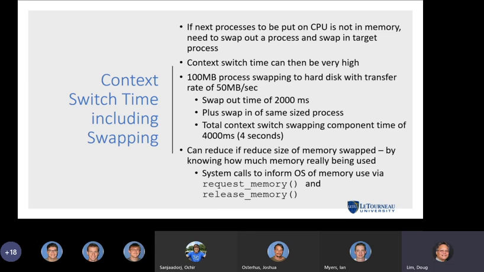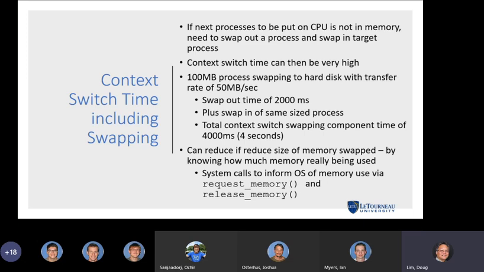So for a 100 megabyte process swapping in and out of the hard disk at a rate of 50 megabytes per second, you can see that the swap out time is 2,000 milliseconds, which is quite large in terms of CPU timing. Total context swapping component time is about 4,000 milliseconds, or 4 seconds. And you can see now we're really starting to pay a penalty. You can reduce it if the size of the memory swapped is smaller.